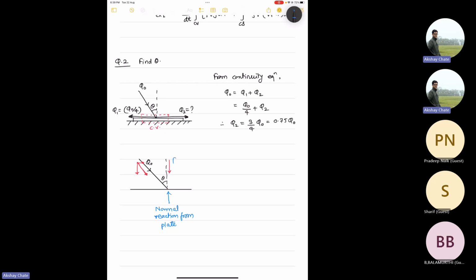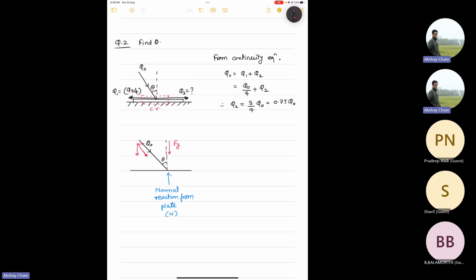So these two forces will get balanced. If I call this N and the vertical force by the fluid Fy, then since the system is in equilibrium, summation of forces in y direction will be zero, right? Otherwise the system won't be in equilibrium, and therefore Fy will be equal to the normal reaction. But does that solve our question? We need to find theta, right? We can't do anything about it now.